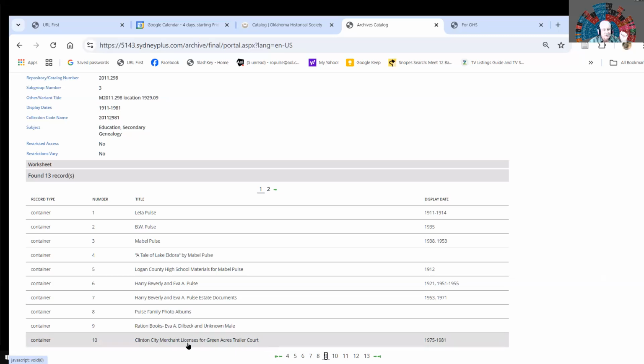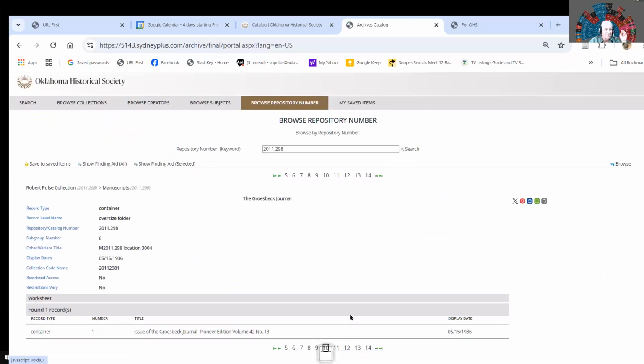Clinton City Merchant License for Green Acres. This is Ernest Glenn Sabry's trailer court license for doing business in Clinton, Missouri. Very much part of the Sabry family information. Number 10. Okay, keep track of these.